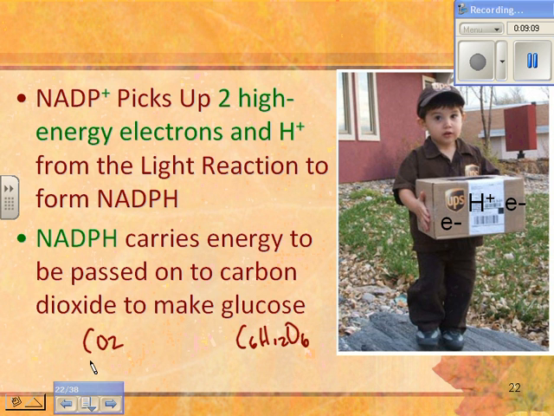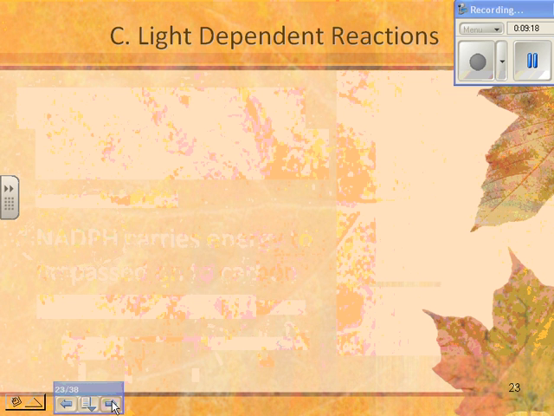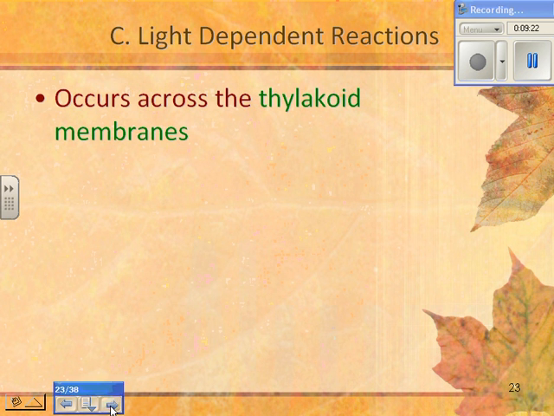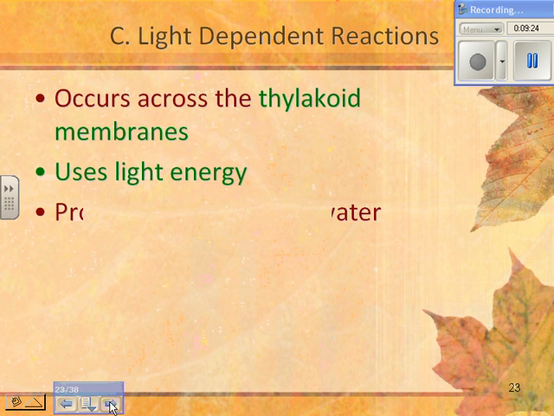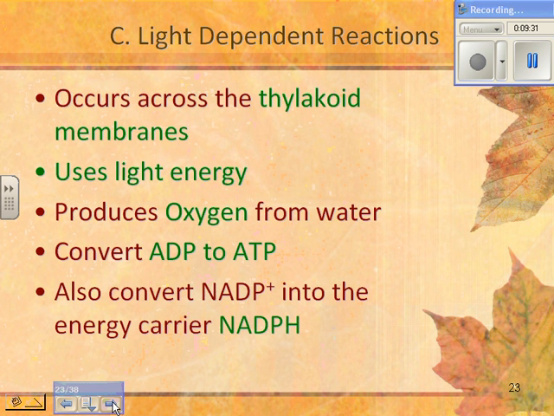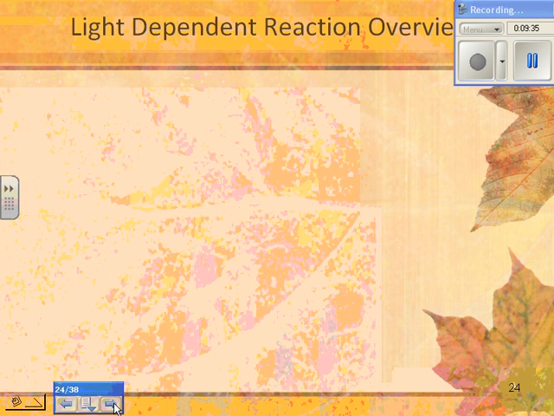So you need ATP and this thing NADPH to put the carbons together from CO2 to make glucose, 6 of those. So the light-dependent reactions happen in the thylakoid membranes, and they use light energy, and they produce oxygen from water, and they convert ADP to ATP, and they also convert NADP+ to NADPH. So we'll see what that looks like.